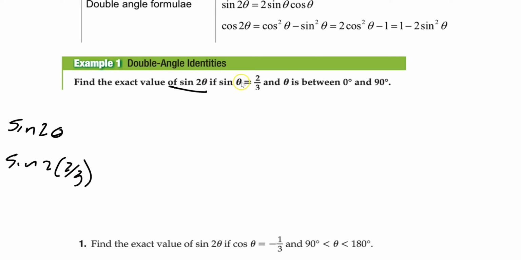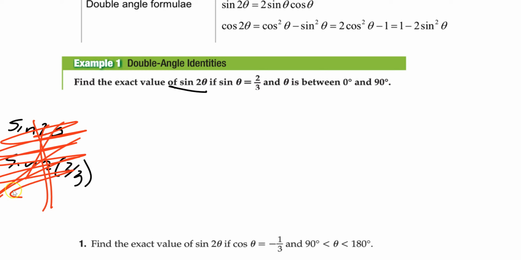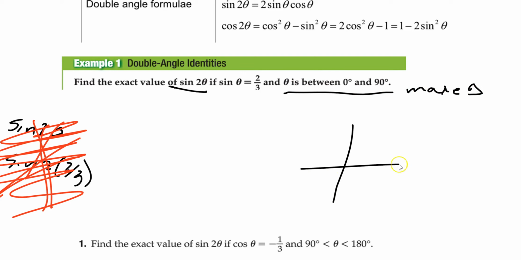I hate that. Please don't do that. First of all, notice it's not theta equals 2/3. That would have been fine. It's sine theta equals 2/3. So this does not make sense. So please don't do that. Instead, what we gotta do is this. Like I always like to do, you make a triangle in that quadrant.